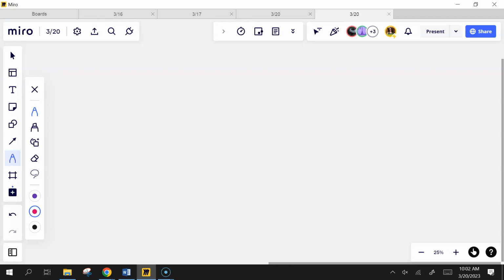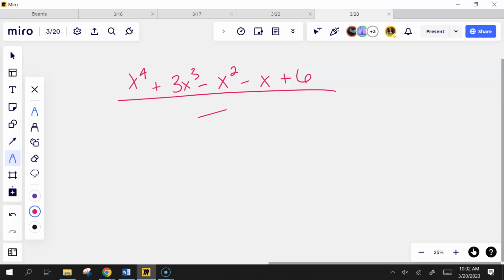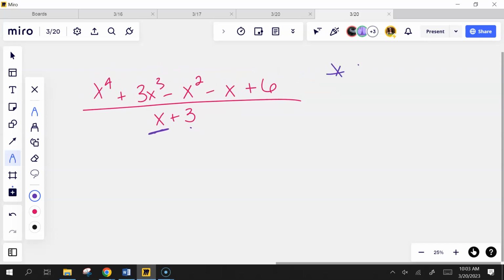x to the fourth plus 3x cubed minus x squared minus x plus 6, the little line thing, and x plus 3. Hey, good job, BJ. How did you know you could use synthetic on that? Because x is by itself, and then a constant. Okay. Placeholders are crucial here. If you don't have them, your answer will be wrong. So always, always, always look for placeholders before you start.